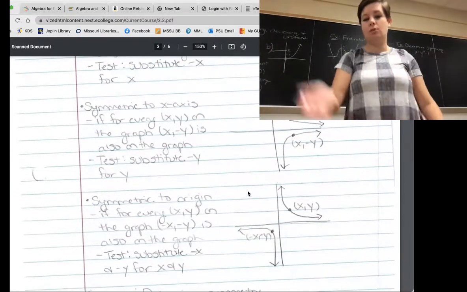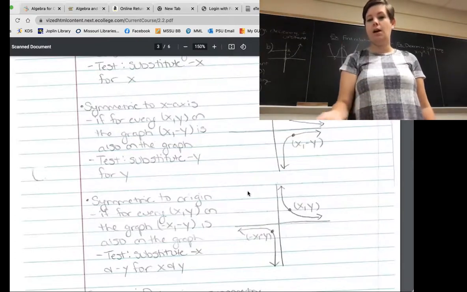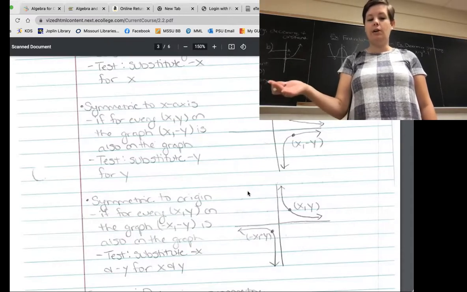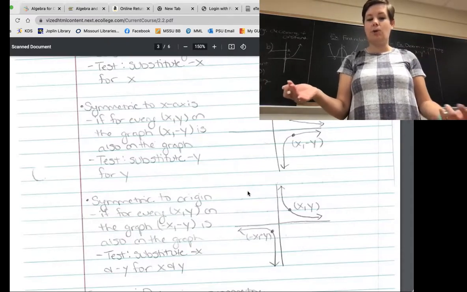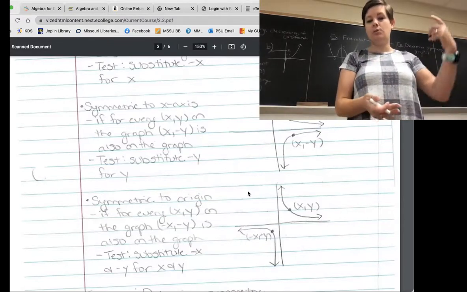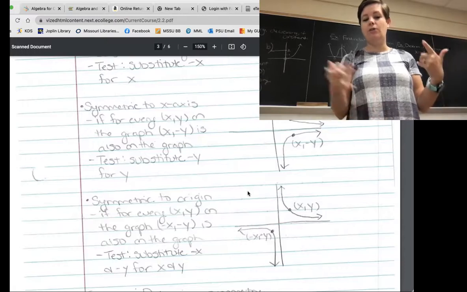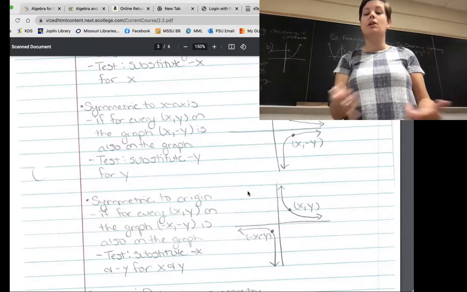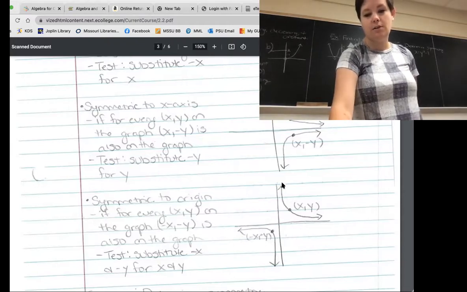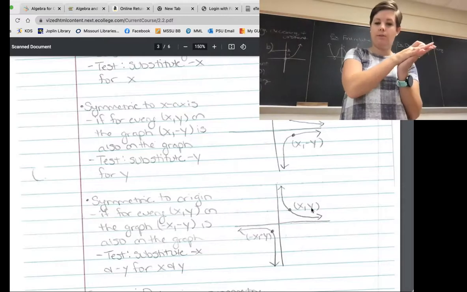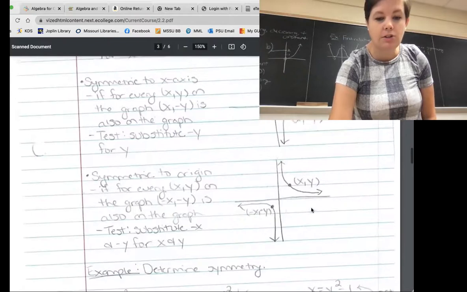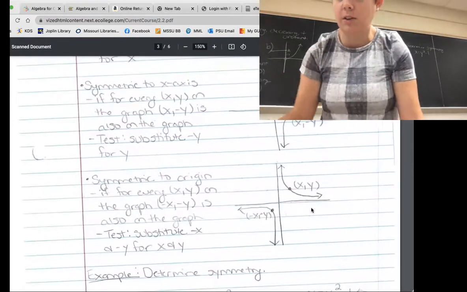Symmetric to the origin, or symmetric to the y equals x line, means that for every x, y on our graph, there's a negative x and a negative y that's also on our graph. So in this case, you would do both. So if you substitute in the negative x and the negative y for your x and y and get the same equation, then you know it's symmetric about the origin. So notice, like, if we folded our paper this way, those two graphs would lay on top of each other. So we need to determine the symmetry for a given equation.